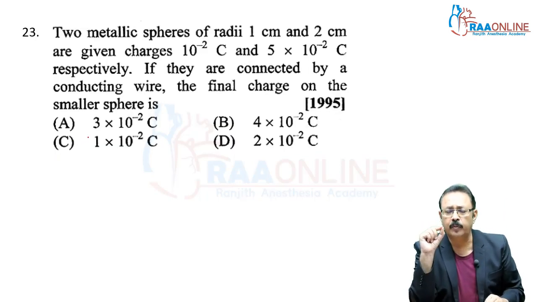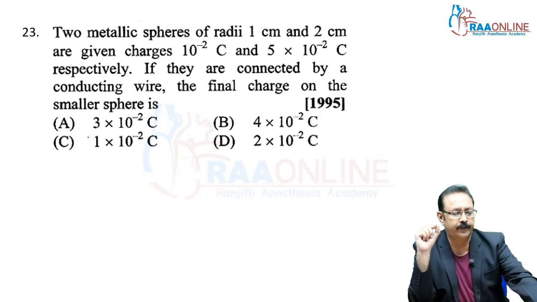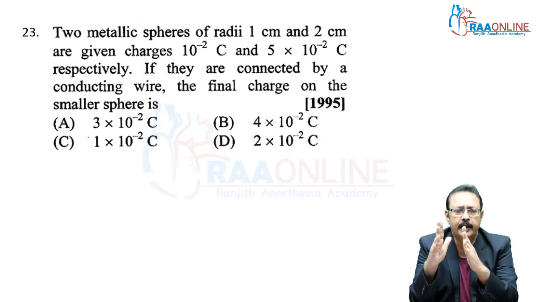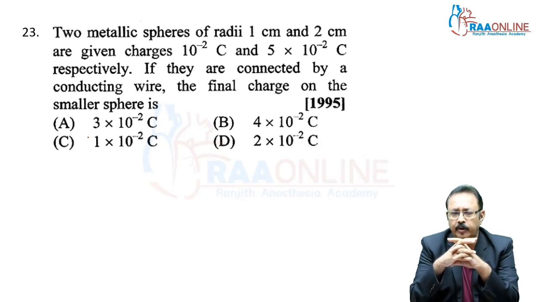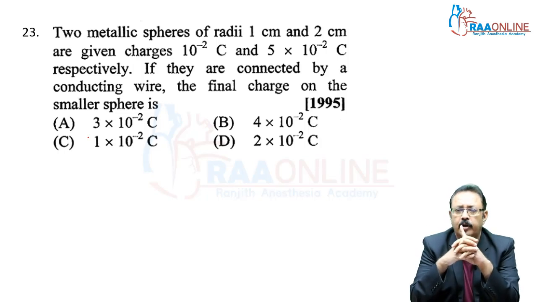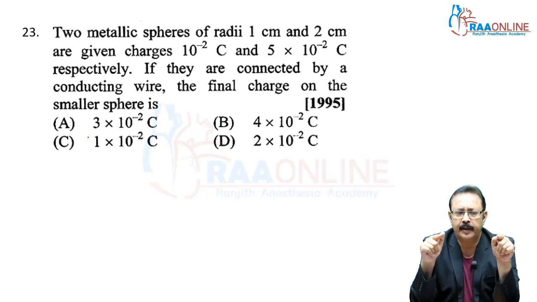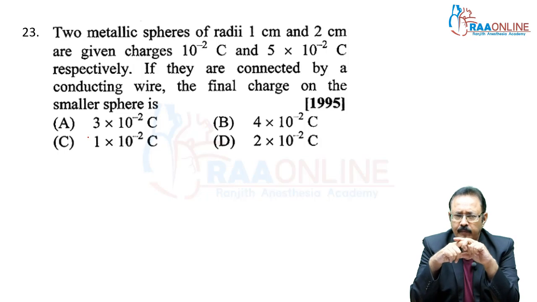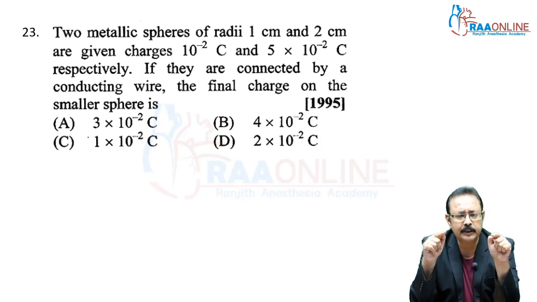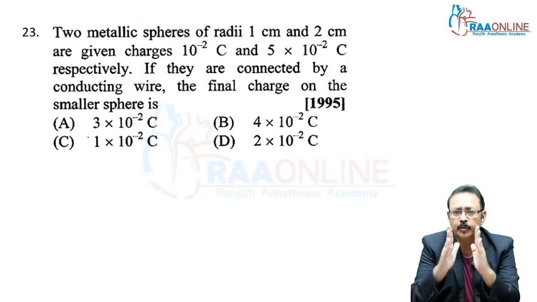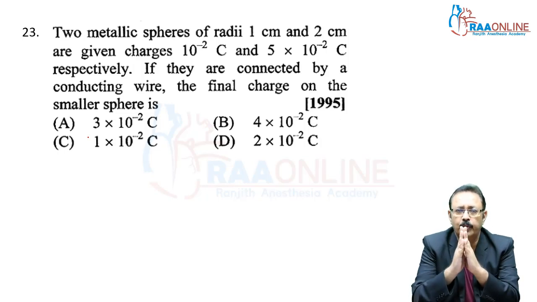Next, it is from 1995 AIPMT. Two metallic spheres of radii 1 cm and 2 cm are given charges 10 to the power minus 2 coulomb and 5 into 10 to the power minus 2 coulomb respectively. If they are connected by a conducting wire, the final charge on the smaller sphere is... I told you, you can do this problem orally, no need of pen and pencil.